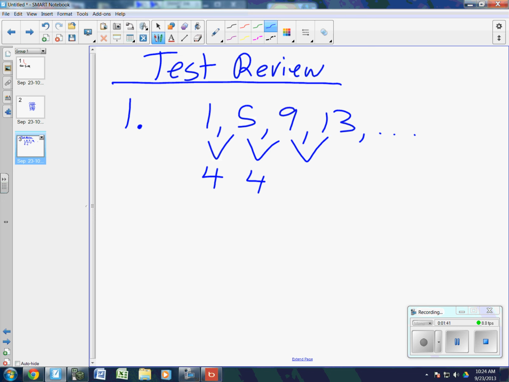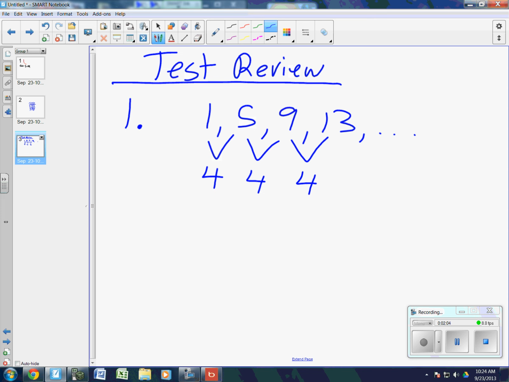Okay, what's the constant difference between terms? 4. Now, you guys, when we write an explicit formula for a linear equation, it makes it really easy. You guys, I need all eyes right here, because some of you don't understand this concept yet.